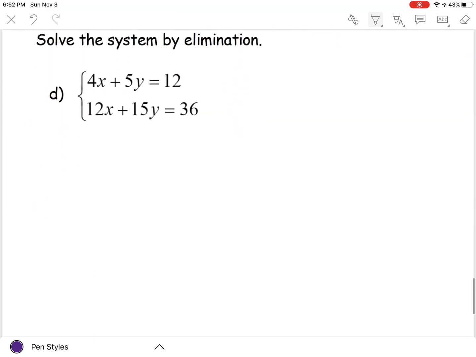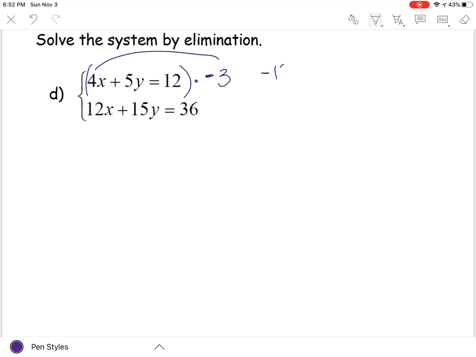One last example. So again, it'd be a good idea to pause and try it out if you haven't yet. We've got 4x plus 5y equals 12, and 12x plus 15y equals 36. Well, I could pick either my x's or my y's. It does not matter. I'm going to pick my y's. Looking at 5y and 15y, well, I could multiply 5 by a negative 3, and that would make it negative, and then 5 times 3 would be 15. So that's what I'm going to do.